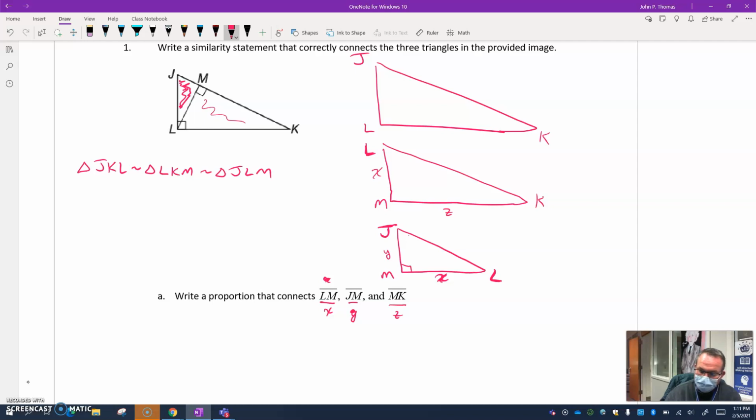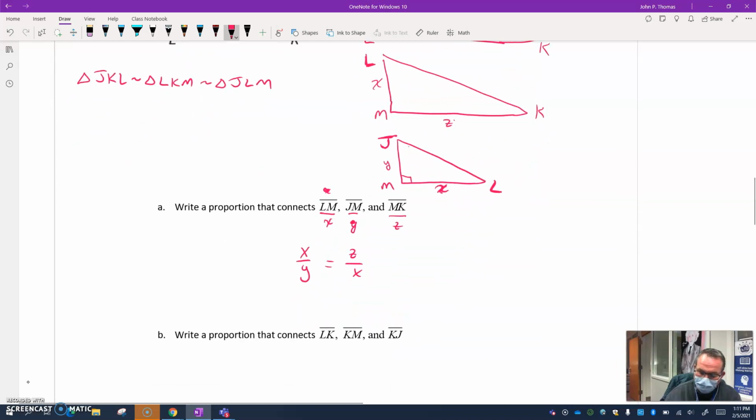So what I'm going to do is set up a ratio. So I've got X over Y equals Z over X. And if I cross multiply, I get X squared equals ZY. And then I take the square root of both sides. So X equals the square root of Z times Y. All right. And this, notice, is the geometric mean formula.